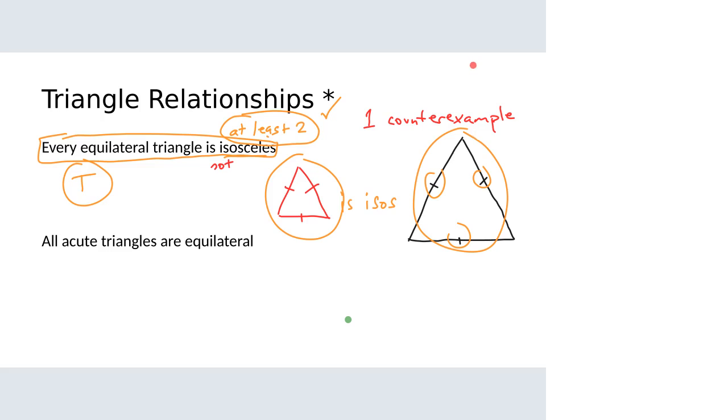Now let's look at the one down there at the bottom. All acute triangles are equilateral. So let's see, if I draw an acute triangle, that means all the angles are less than 90. So that's less than 90, that's less than 90, but all acute triangles are equilateral. Well, this isn't equilateral. All 3 side lengths aren't the same here. This one's much shorter than the other 2. So right there is my counterexample, and I can say that this is false.